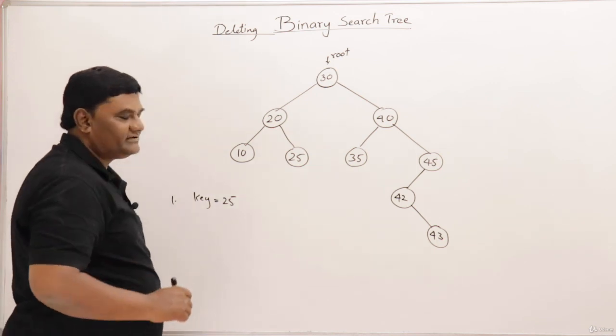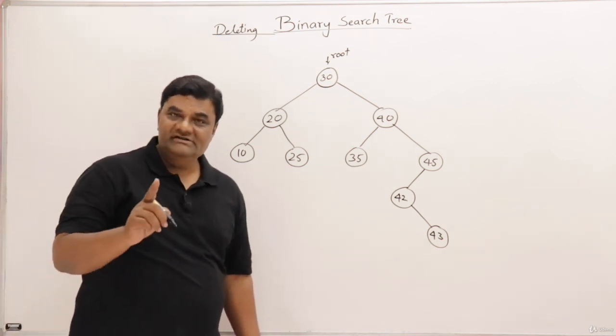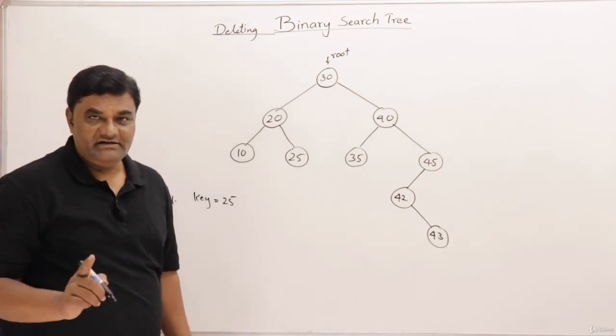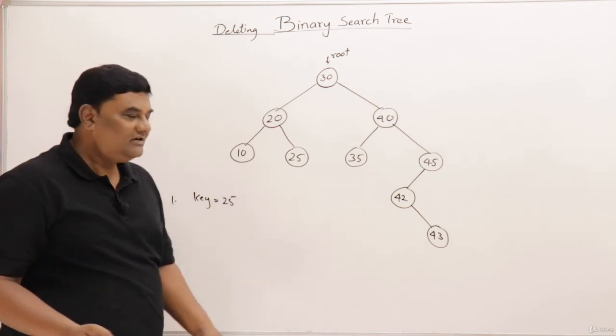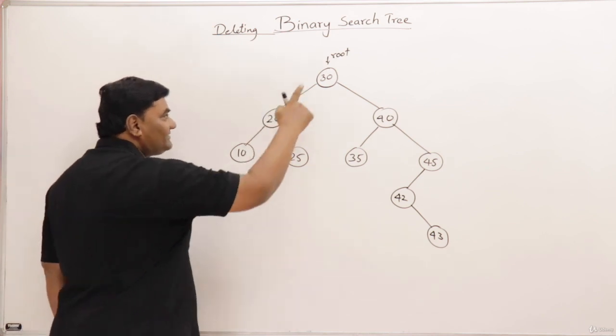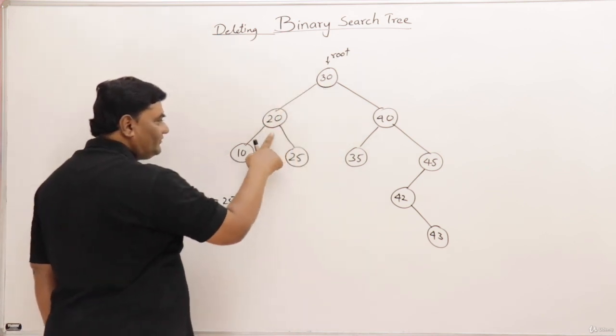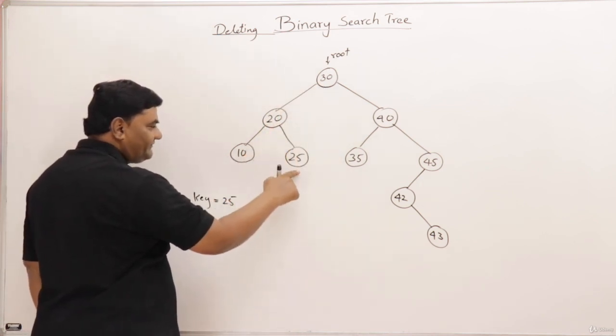So what is the procedure? The procedure is: search for the key. If found, then delete it. That's simple. Search for 25. Start from here. 25 is smaller. Go here. 25 is greater than this. Go to the right. Yes, found.